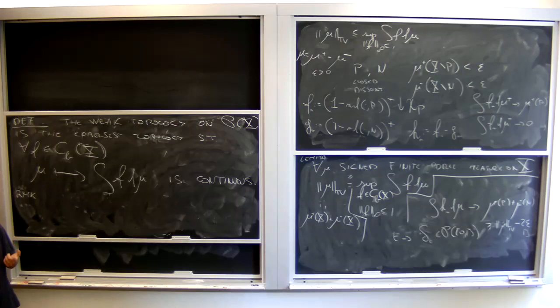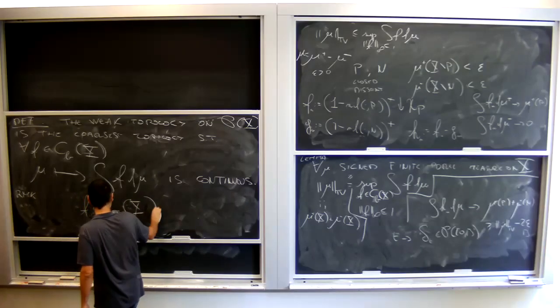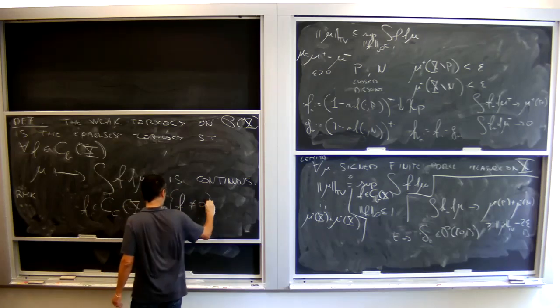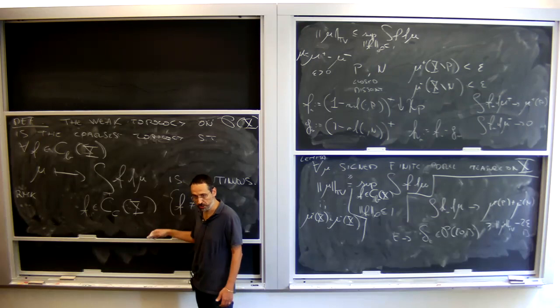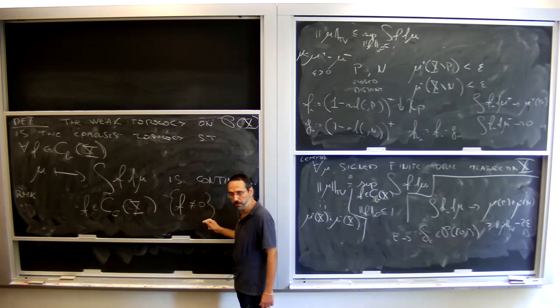Because it could be that my metric space is such that any compact subset has empty interior. Imagine L2, okay? Now, if that's the case, any continuous function with compact support has to be identically zero. Because if f is continuous with compact support, then the set where f is different from zero is open by continuity and contained in the support of f, which is compact. So if all the compact subsets have empty interior, this set must be empty, so the function must be identically zero. Is that clear? Yes, thanks. Okay.